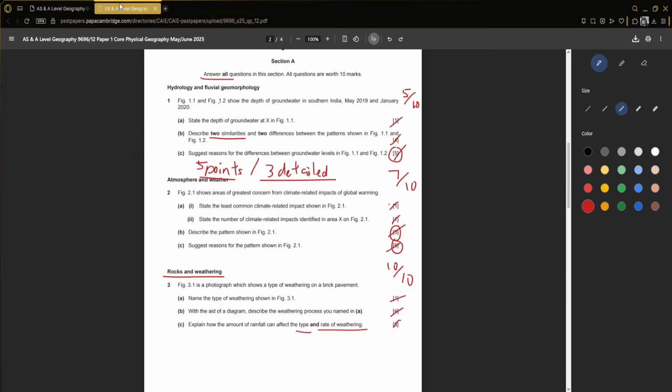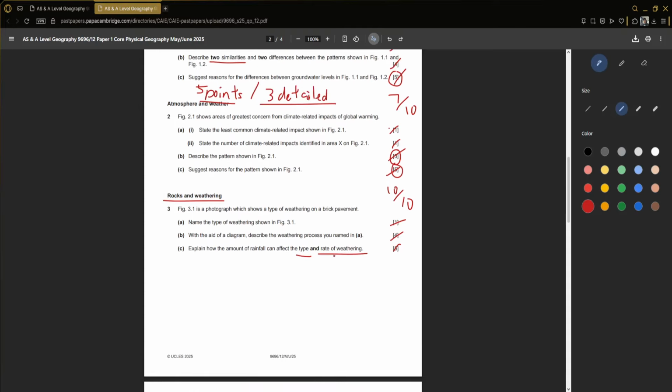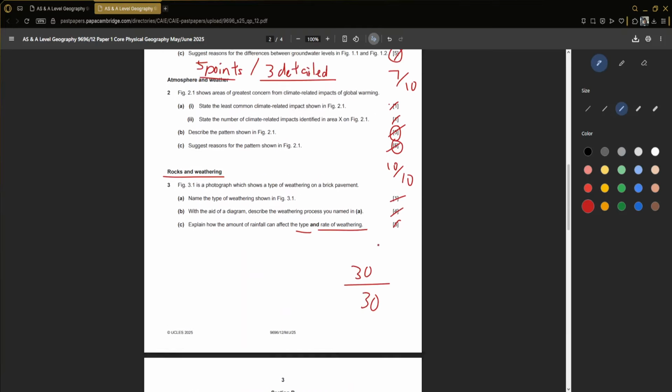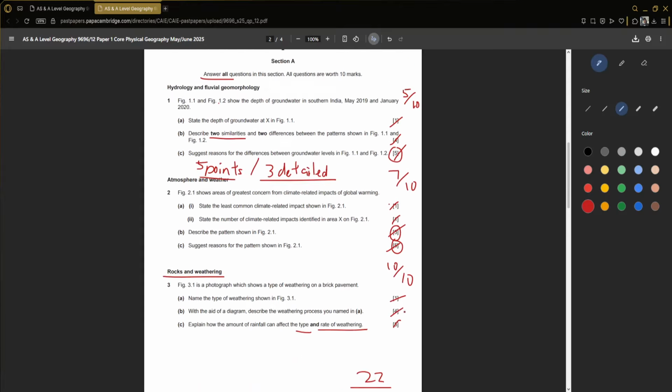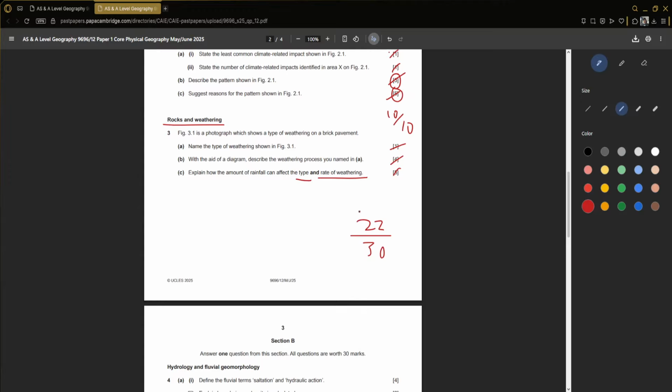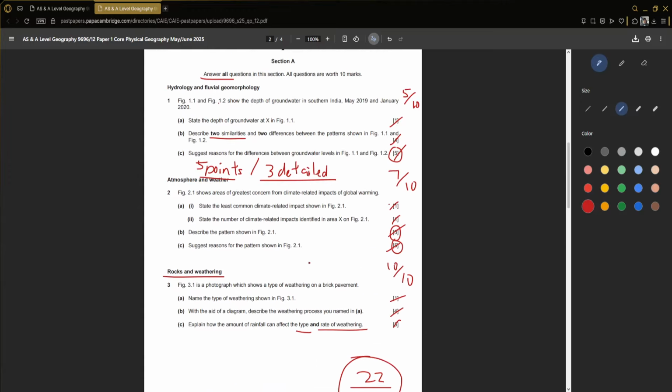All these are good details to put in, and it is very possible for you to get 30 out of 30 in this section. Unfortunately, I didn't. I only got 22 out of 30 for this part. So you can do way better than me, and I believe you can if you just implement my tips and tricks.